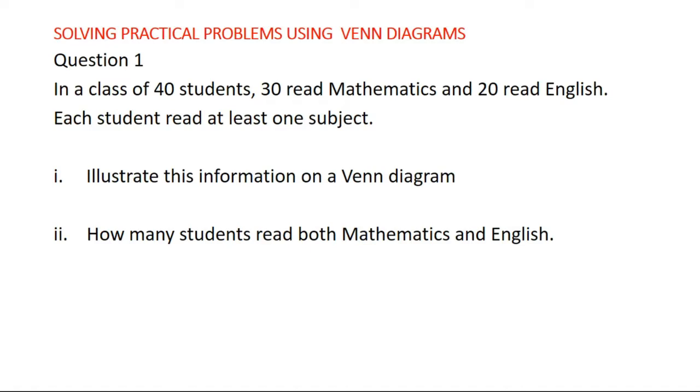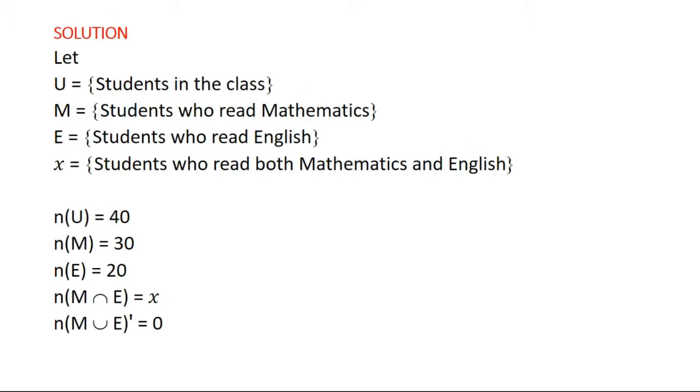Now, when the question is given to you like this, what you have to do is to clearly define each of the sets in question. So, we are going to let U represent the set of students in the class, that is the universal set in this case. M will represent the students who read mathematics, E will represent the students who read English, and S will represent the students who read both mathematics and English.